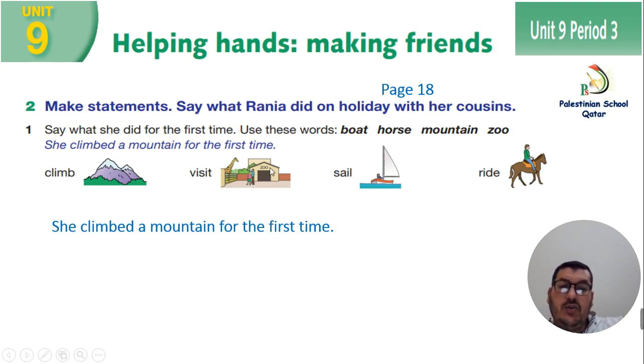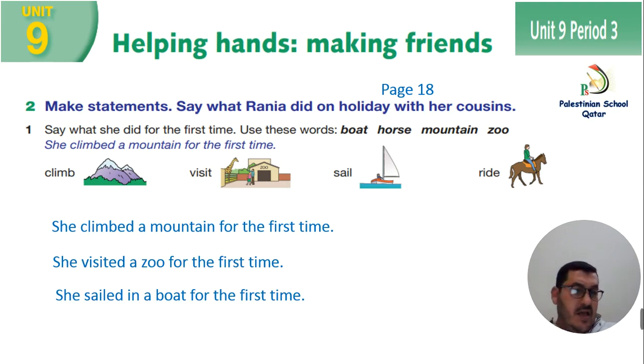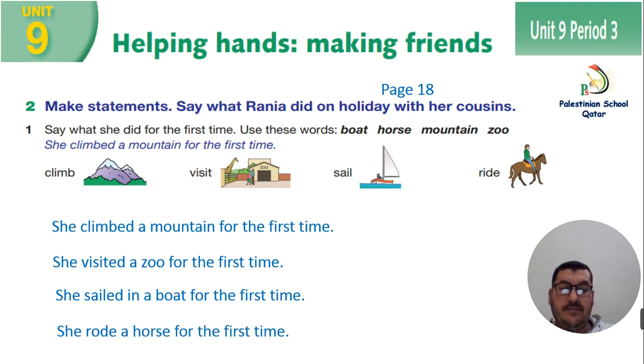Visit a zoo for the first time. She visited a zoo for the first time. What about number 3? Sail. Okay, she sailed in a boat for the first time. And the last one, ride. She rode a horse for the first time.